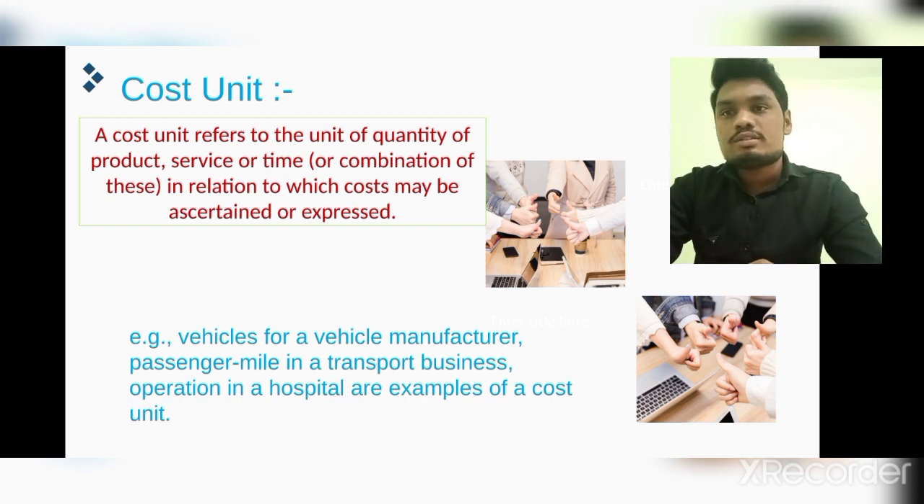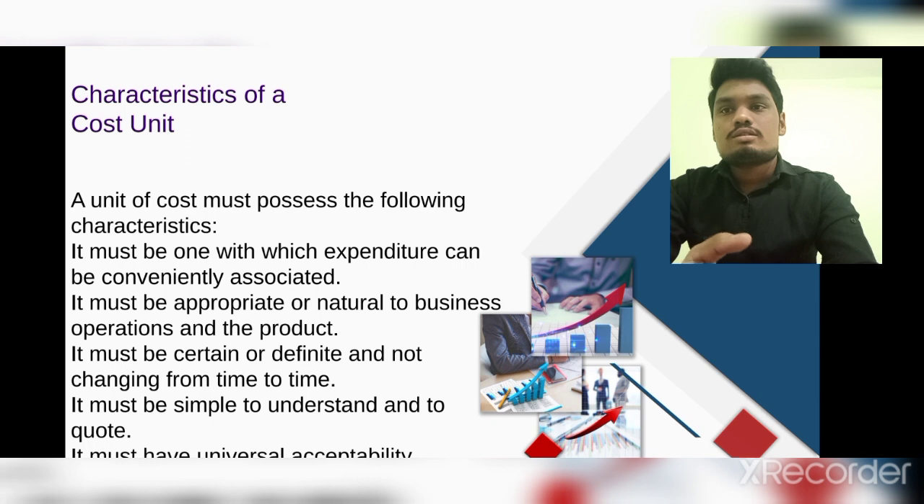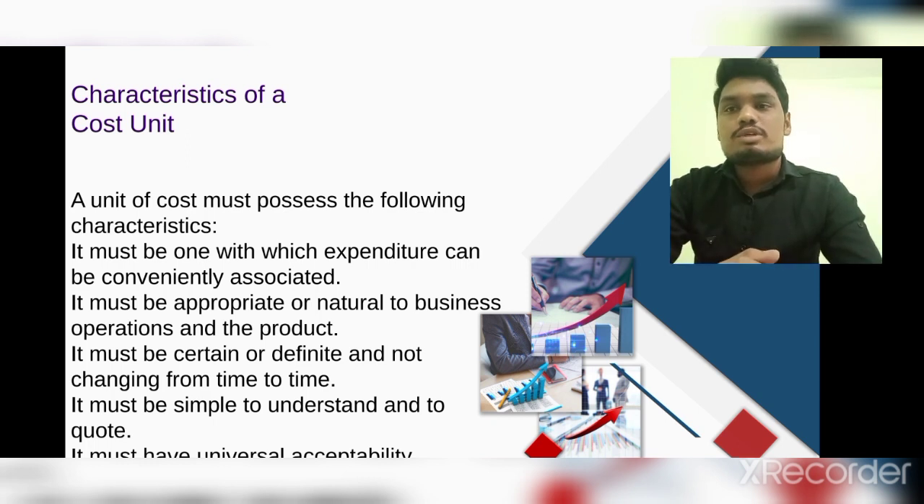Cost unit. A cost unit refers to the unit of quantity of product, service, or time, or a combination of these, in relation to which cost may be assigned or expressed. For example, vehicles for a vehicle manufacturer, passenger mile in a transport business, and operation in a hospital are examples of cost unit. Then let's see the characteristics of a cost unit.